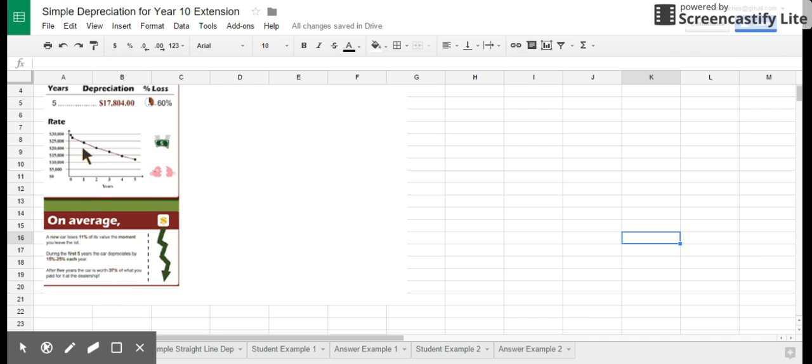If you look up here at this little graph, you can see that the value of the car is declining in every year. Fortunately, because of the method I'm going to show you now, it looks nice and straight. We're going to do something called the straight line method, where it's the same amount of depreciation every year.